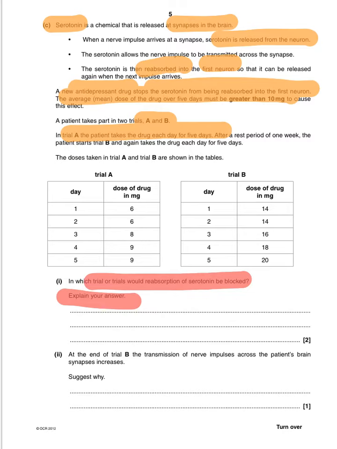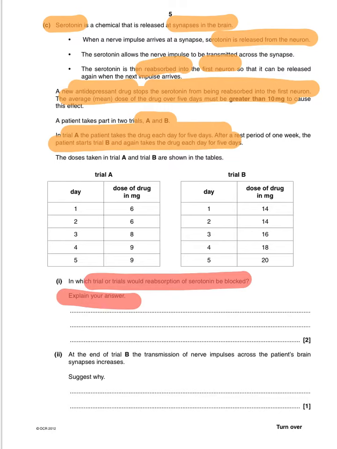After a rest period of 1 week, the patient starts trial B and again takes the drug for 5 days. The doses taken in trial A and trial B are shown in the tables. Okay, so we've got 2 sets of results. The question actually seems a fair bit easy now. So in which trial or trials would reabsorption of serotonin be blocked?